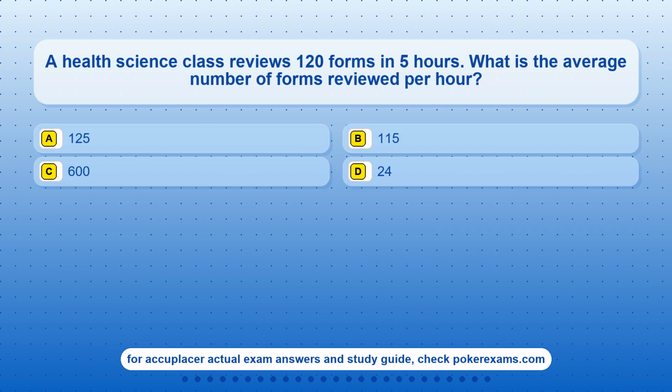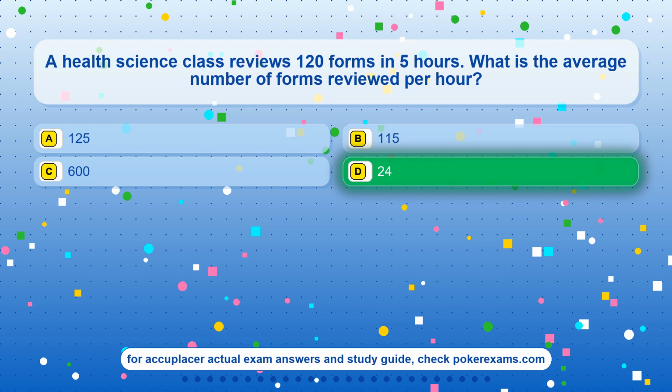Question 2. A health science class reviews 120 forms in 5 hours. What is the average number of forms reviewed per hour? Option A, 125. Option B, 115. Option C, 600. Option D, 24.